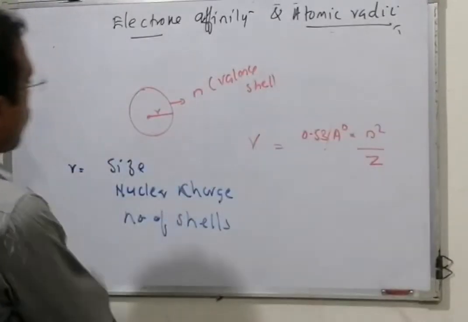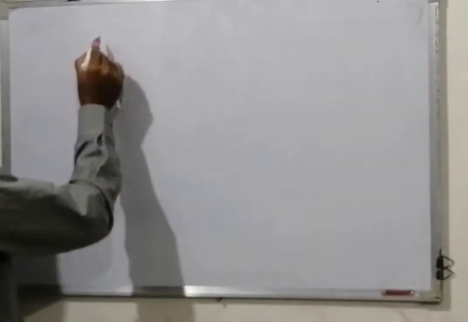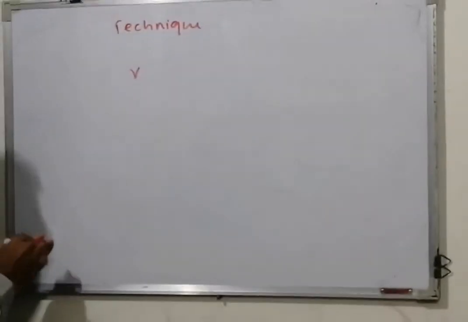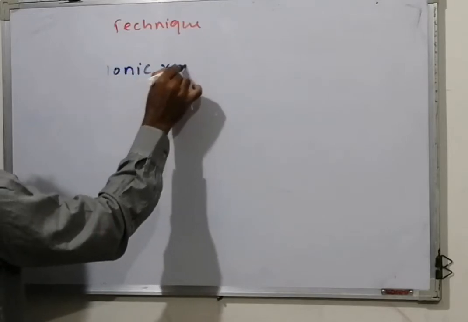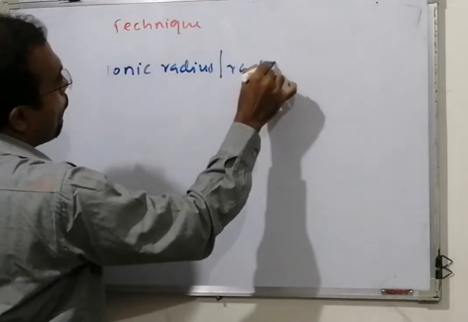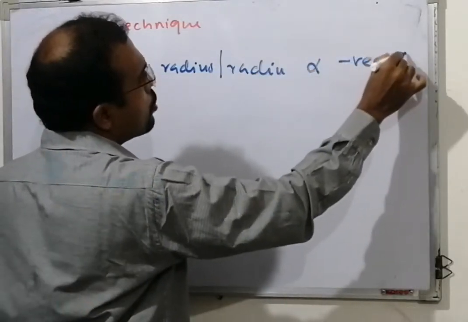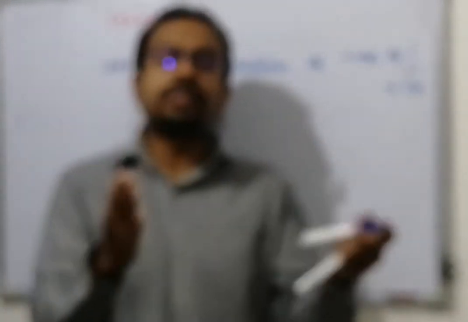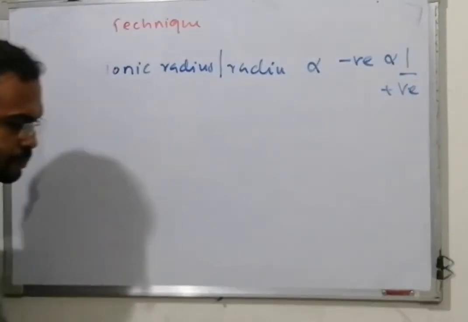Now, what is a trick for radius? What is a technique for doing radius? I'll give you a technique. The radius, that is ionic radius, is directly proportional to negative charge and inversely proportional to positive charge. When negative charge increases, radius will increase. When positive charge increases, radius will decrease.